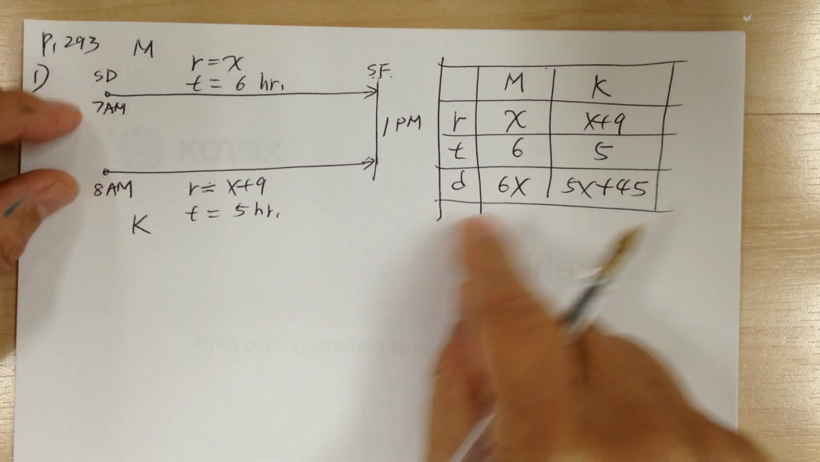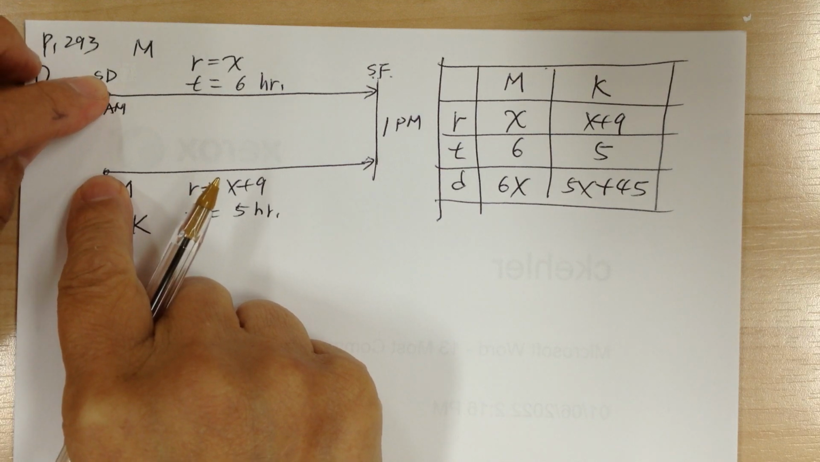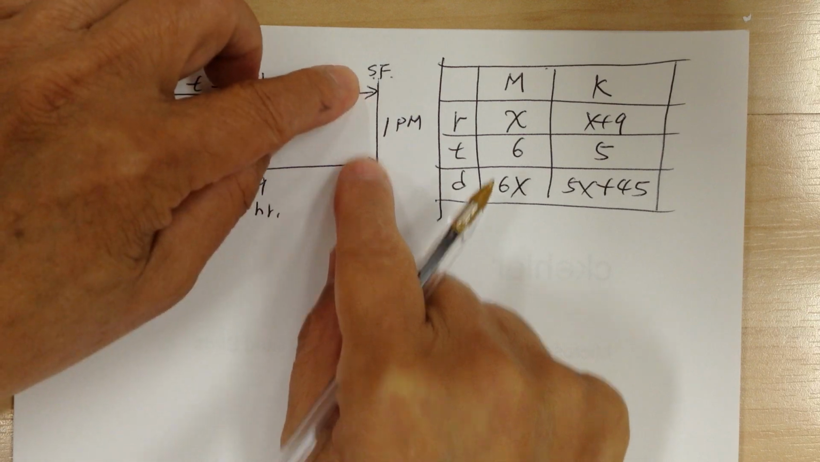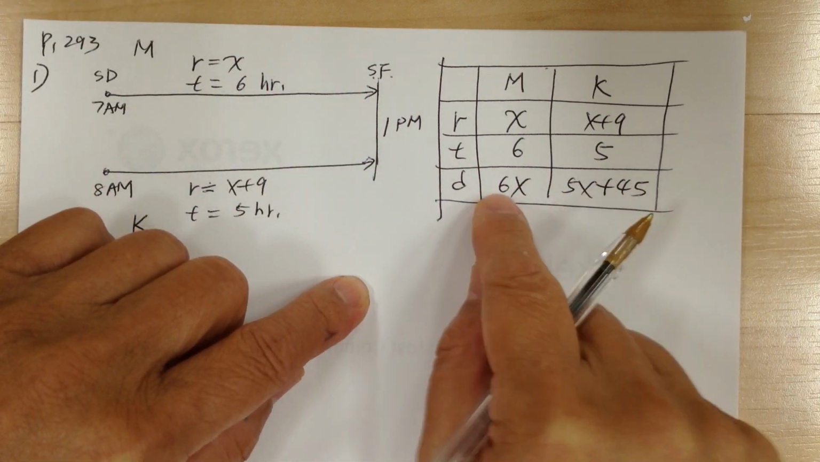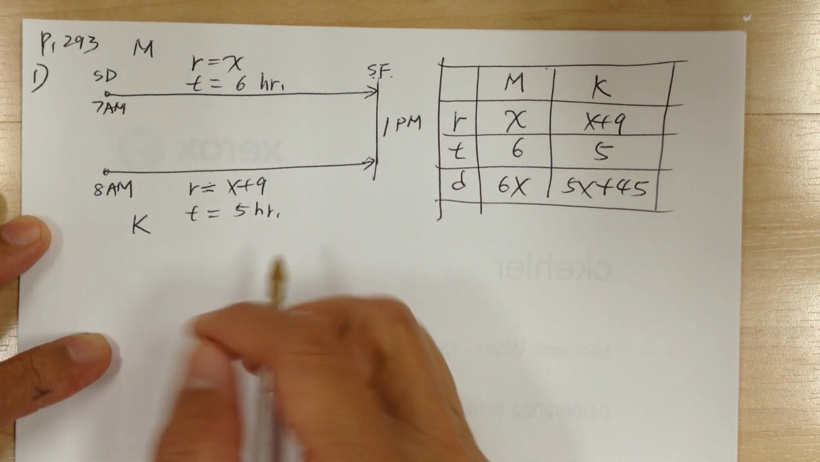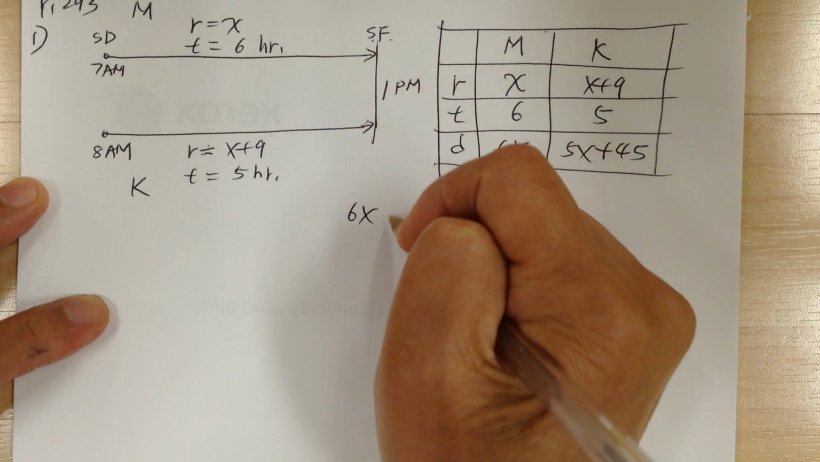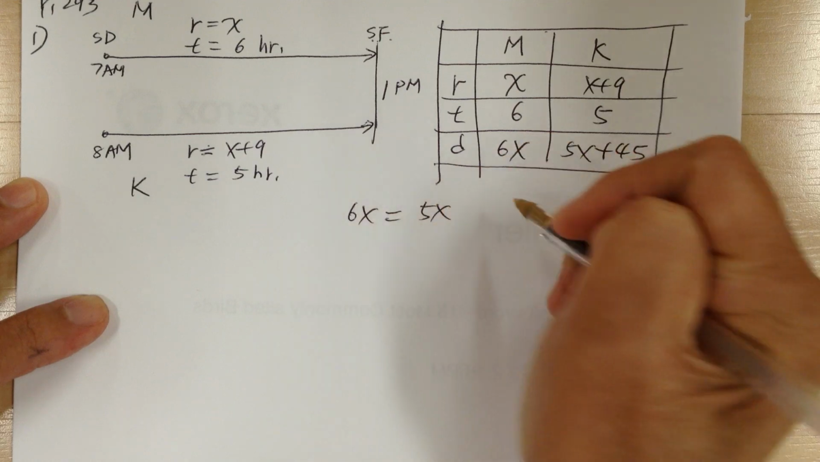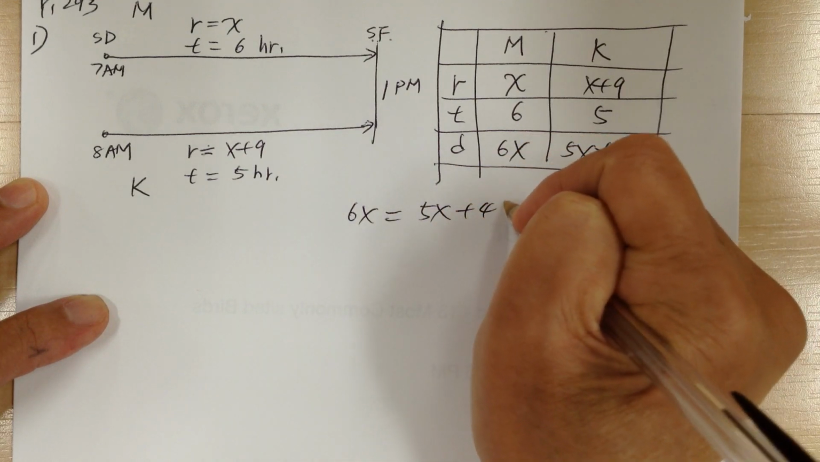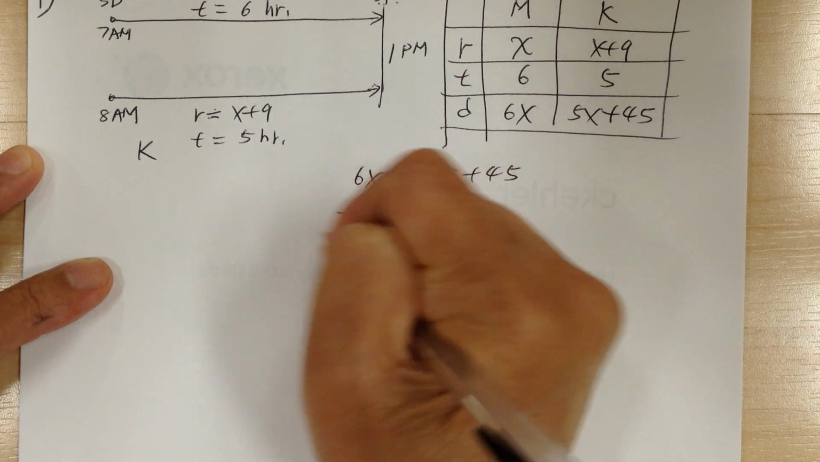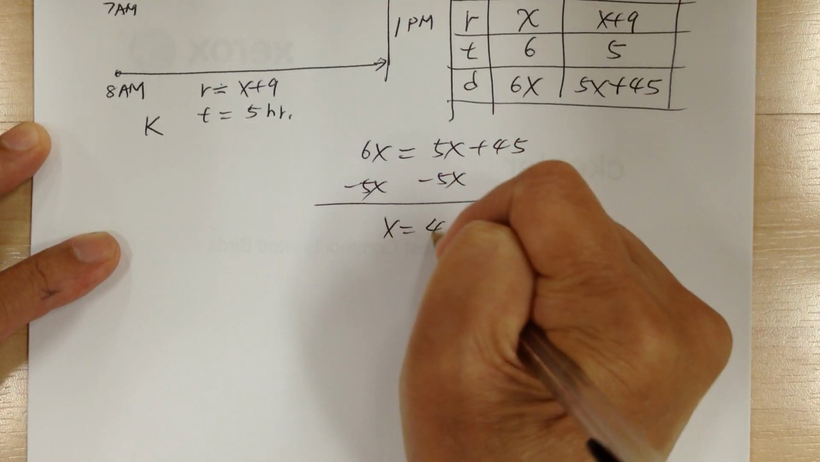Then if you look at the picture, they start together at the same place, right, neighbors, and they overtook means the same thing. So that means the distances are equal. Your equation would be 6x, the distance by the Malone family, equals the distance by the King family, 5x plus 45. To solve, you just minus 5x on both sides, so you get x equal to 45.